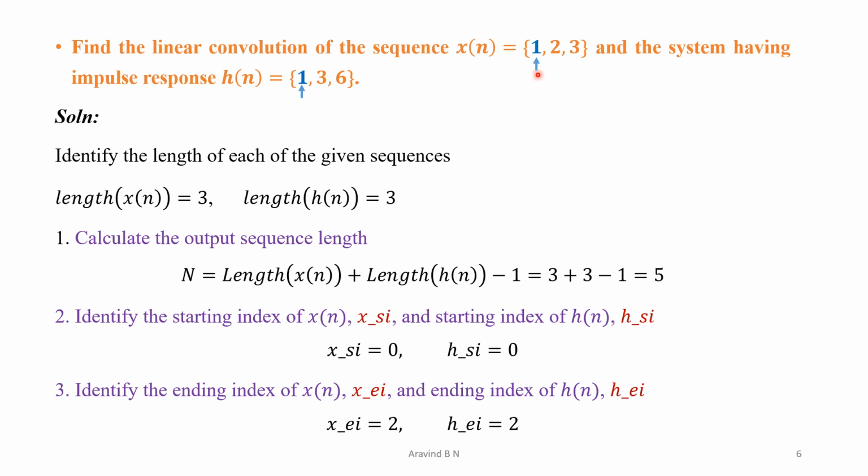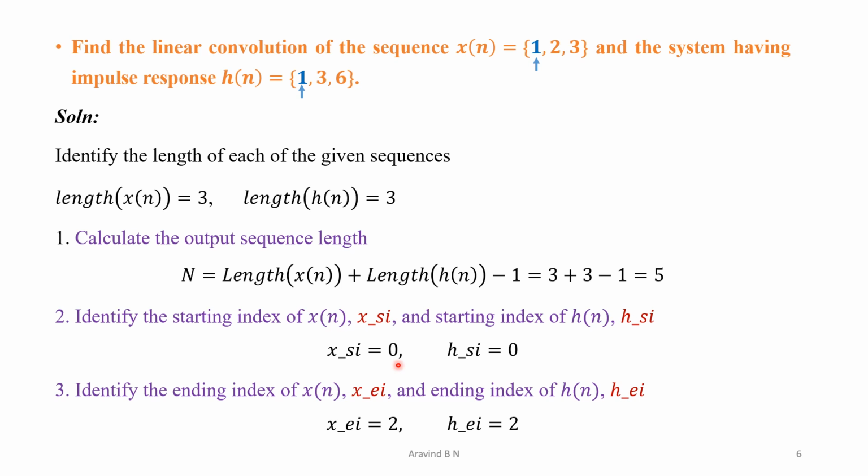So in this particular case, this first value itself is going to be the origin. Therefore, its position is equal to 0. Remember, the first element itself is the origin in the x of n. Therefore, the position of this value 1 is going to be 0. The position is 0. Therefore, the starting index is equal to 0. So x underscore si is equal to 0.